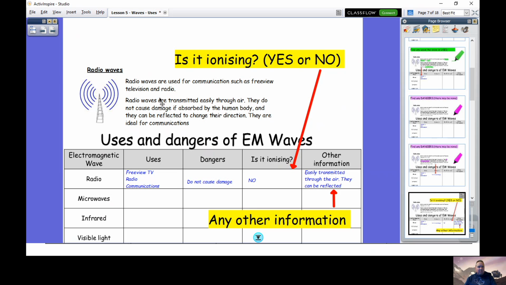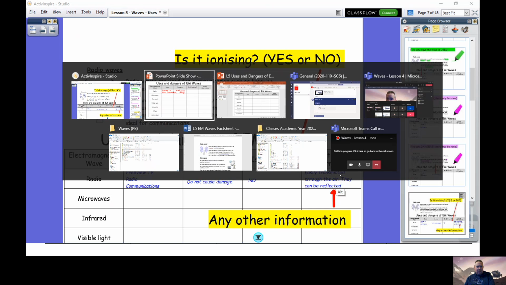So if I skim through this, looking for anywhere where it says if radio waves are ionizing, nothing there. So it's not an ionizing type of wave. And any other information, I could really pick anything I wanted to from there. Reading about radio waves, I can see they can be reflected to change their direction. They can travel easily through the air. So that's the sort of information I can put in the other information box.